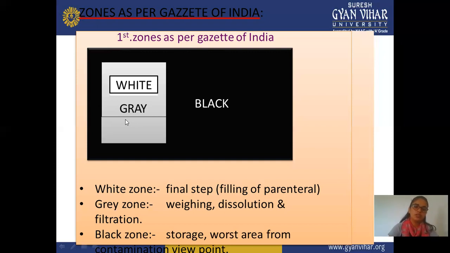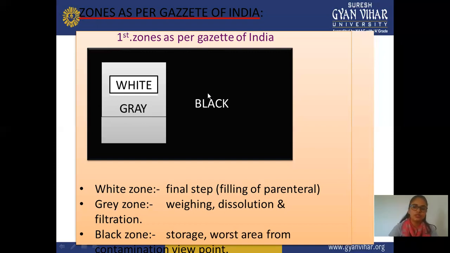And the black zone is the worst storage area from a contamination viewpoint. In the black zone, you can see that it is the largest area, and all the materials are stored in it, or maybe you can say that it has more chances of contamination. It contains more chances of contaminated formulation, or is the worst area of the plant. And storage of your material takes place in the black zone.